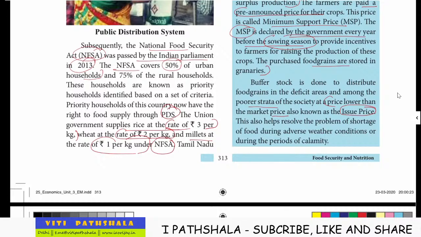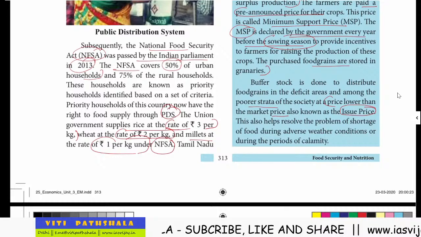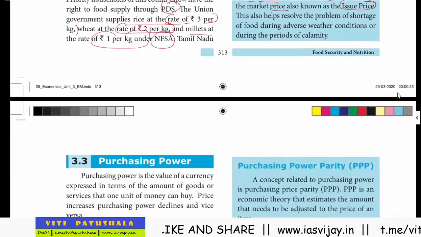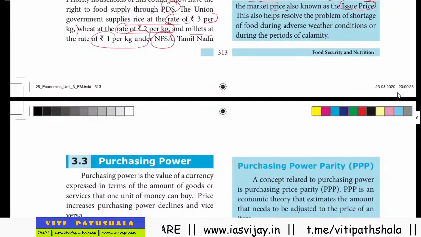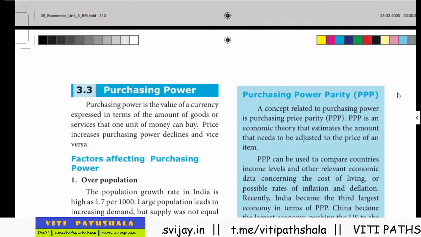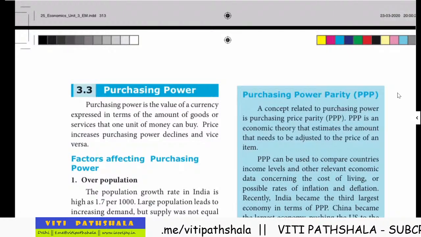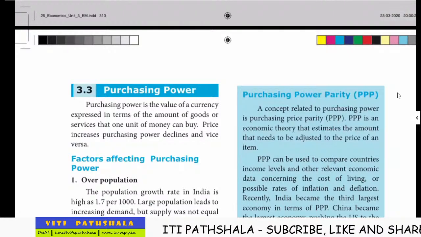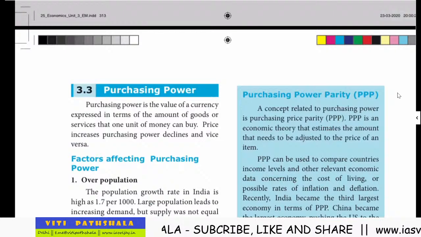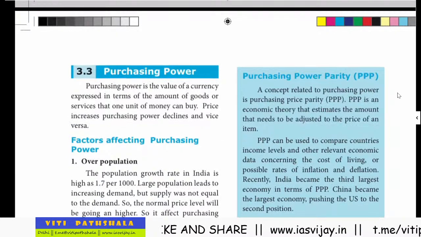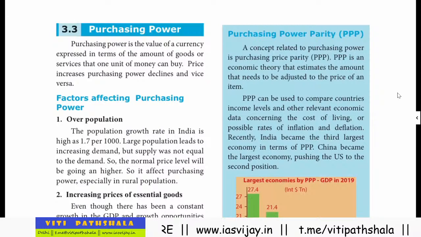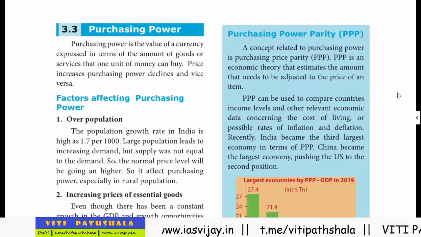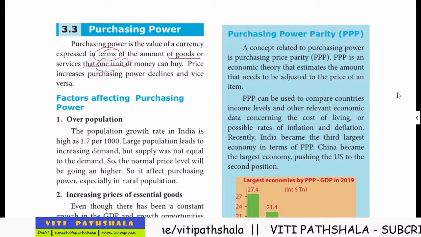Then comes the purchasing power. Next topic is about the purchasing power. Now, what do you mean by the purchasing power? Purchasing power is the value of the currency. It is expressed in terms of the amount of the goods or the services that one unit of money can buy. Now, if price increases, purchasing power declines, and vice versa.